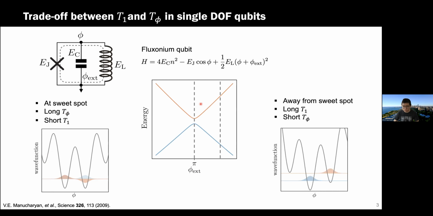On the other hand, if we bias the circuit away from the sweet spot, then we will have a long T1, because now you see the wave functions are localized in each well, and therefore they have this kind of disjoint support. But for T5, it will be relatively short, because now we are away from the sweet spot. So the energy levels would be very sensitive to the fluctuation in the external flux. So this trade-off, which is mainly due to the restriction that we only have a single degree of freedom circuit, could be overcome if we have larger circuits with multiple degrees of freedom.